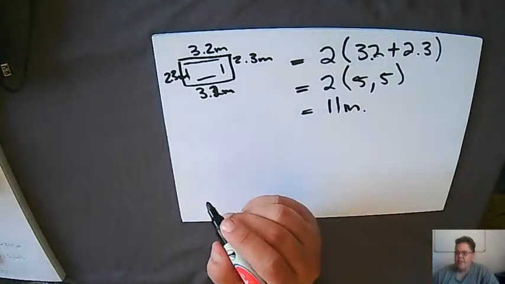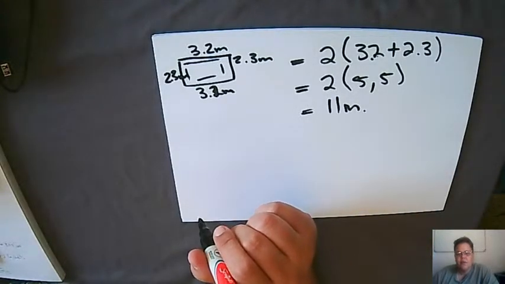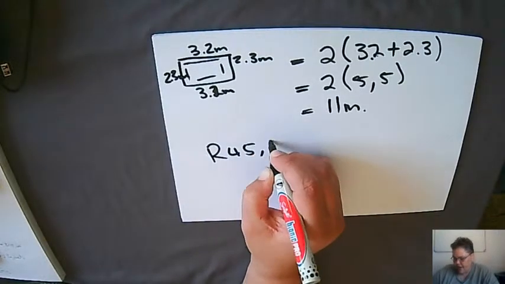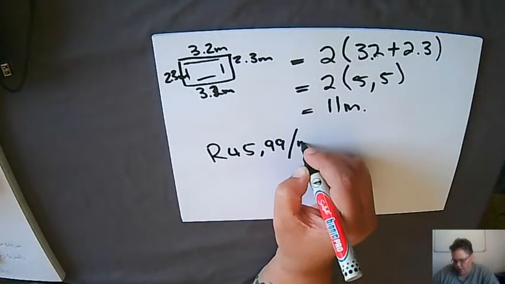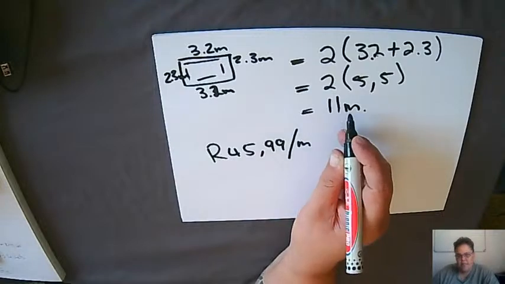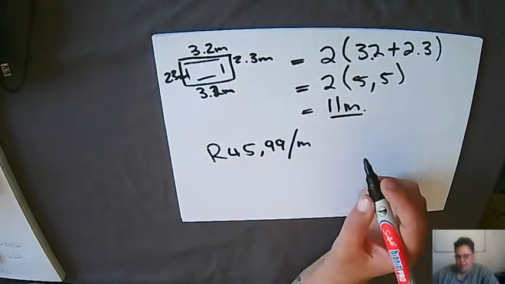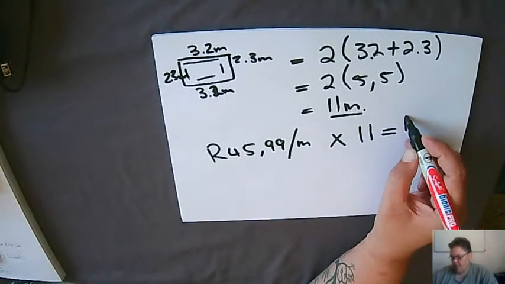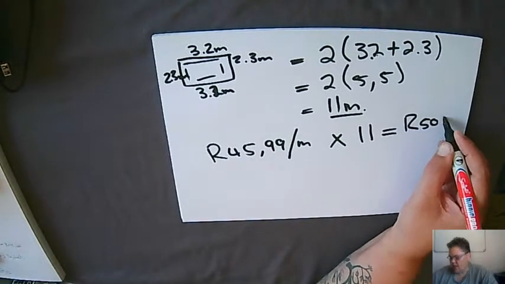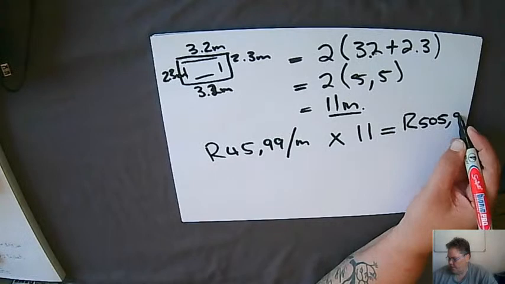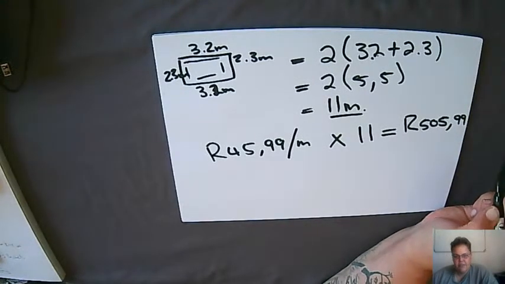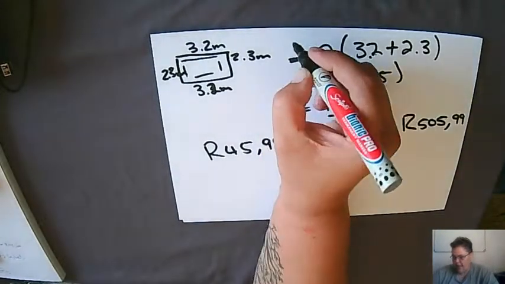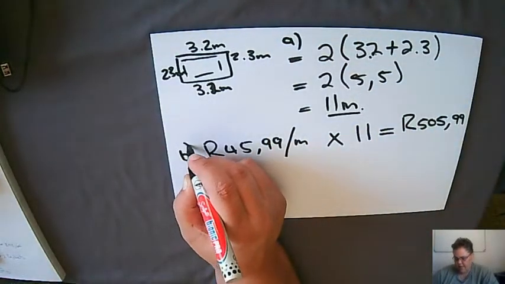So, now the next question is, how much will his material cost? So the cost of the material is 45 Rand 99 per meter. We have worked out that he needs 11 meters. So multiply that by 11. And your answer is going to be, you can work it out on a calculator, I have pre-worked it out, and your answer is 505 Rand and 99 cents. So this is going to be A, and this is going to be B.